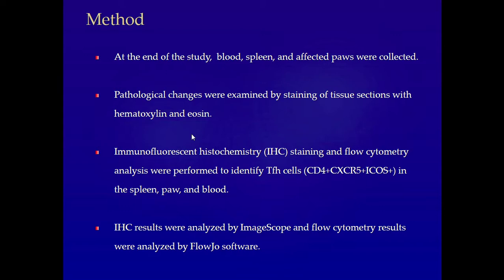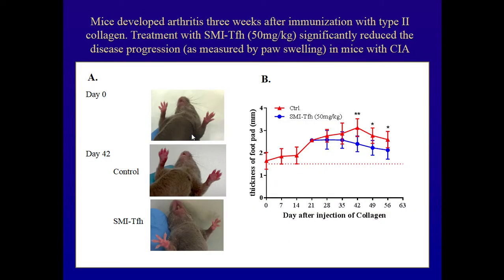In graph A, day 0, you can tell that the mice have a very normal paw. And then after day 42, after we give the mice the collagen, the paw became swollen. And then the mice that received treatment actually have really reduced swelling. Graph B shows the thickness of the paw, which shows how swollen the joint is, and then the severity of the arthritis.